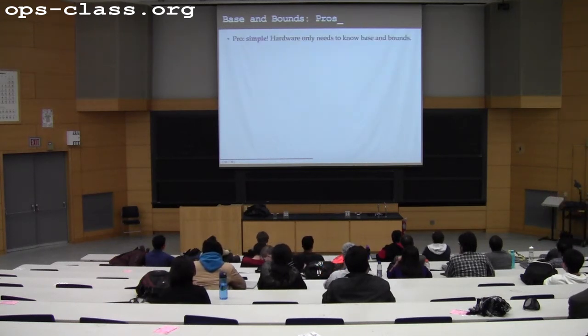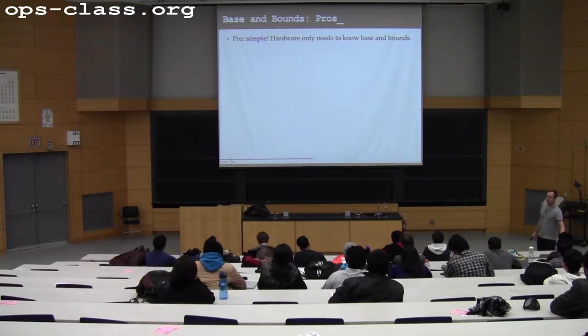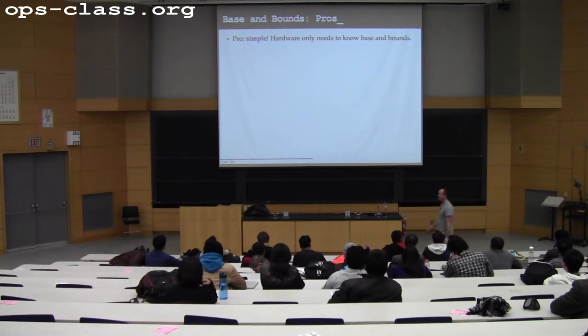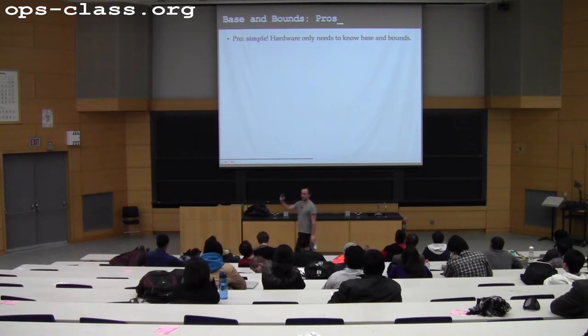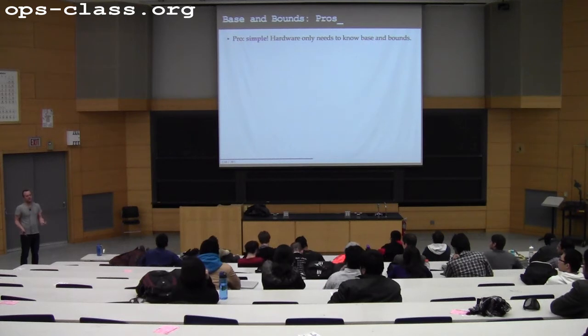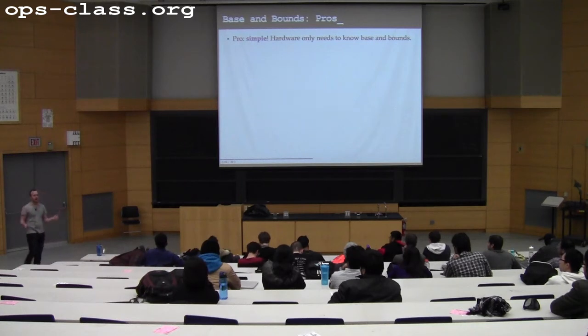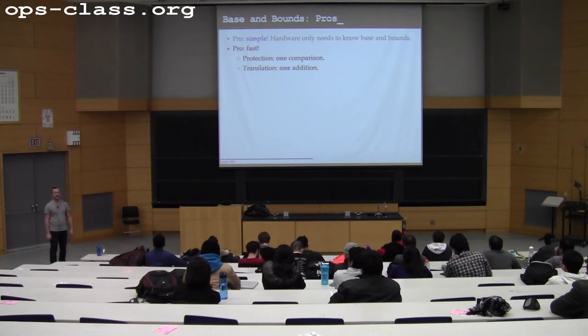So the nice things about base and bounds are that it's really, really simple. On early computer systems, this was extremely easy to implement. All the hardware needs to know are two numbers, and it can implement this entire scheme. So the amount of information I have to store per process is pretty small. I could even just store it on the processor. The kernel could just tell it once, and then I'd never have to tell it again. Once it knows this one thing, it can translate all the addresses in the address space successfully.